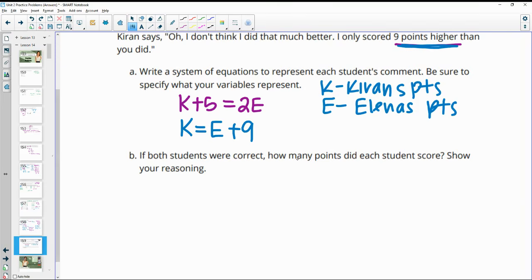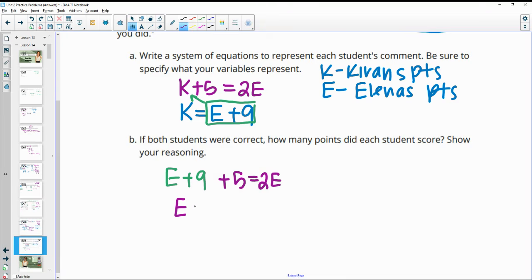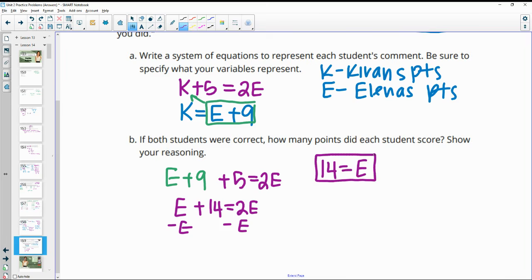So if both students were correct in what they said, how many points did they score? That just means solve this system. We already have K solved for, so I'm just going to take this and substitute it in for K here. So instead of K, we'll have E plus 9, and then that plus 5 equals 2E. Then we can combine like terms over here. So we have E plus 14 equals 2E. Subtract E from both sides, and we get 14, since 2E minus 1E is just 1E. So that means that Elena's points were 14.